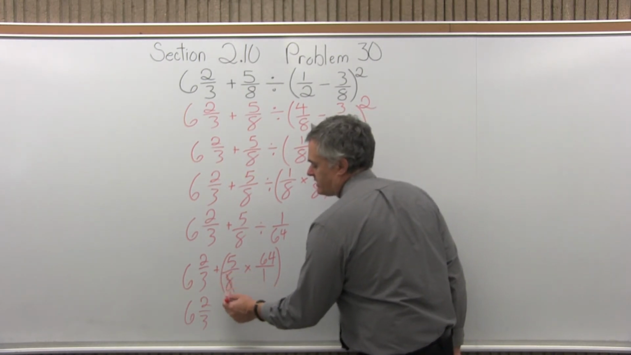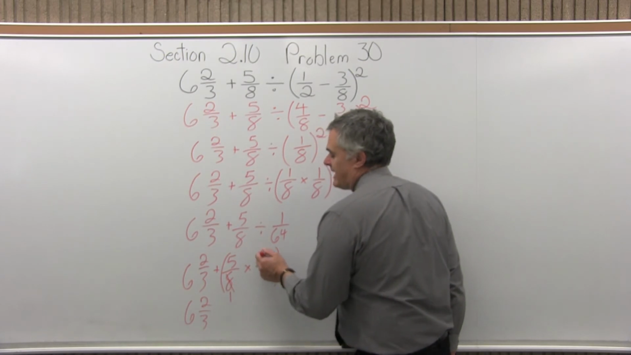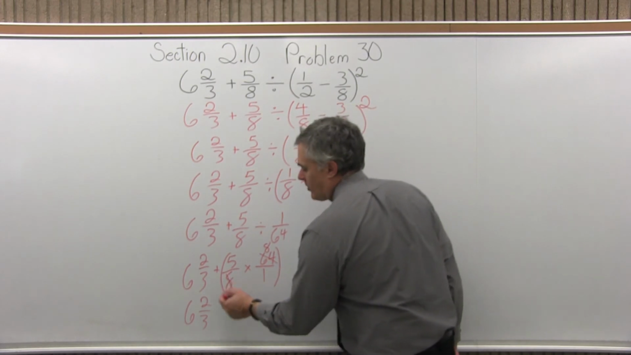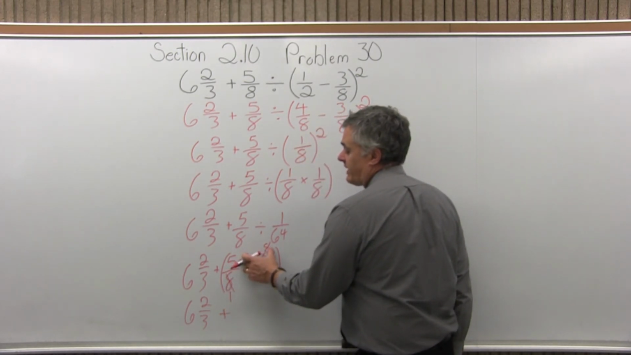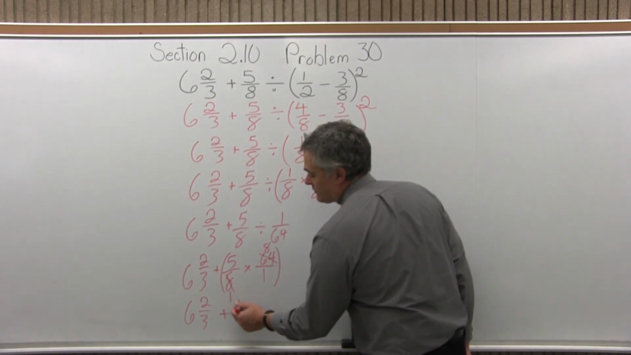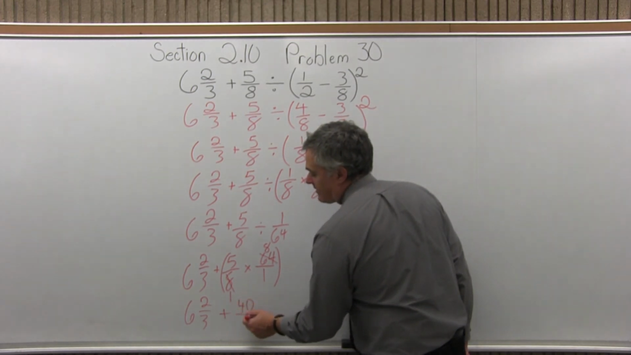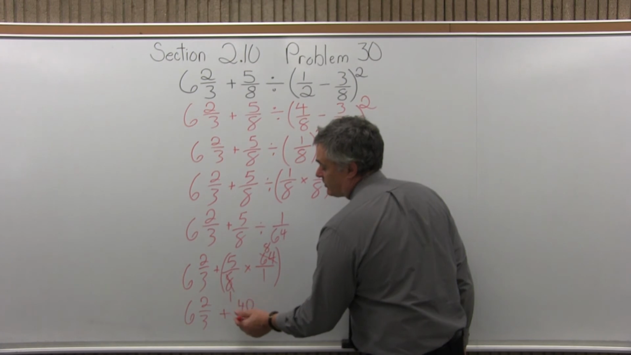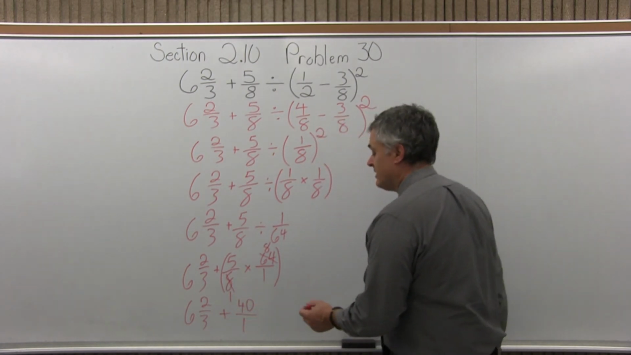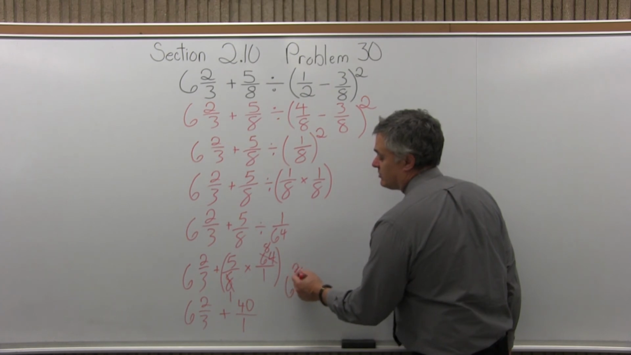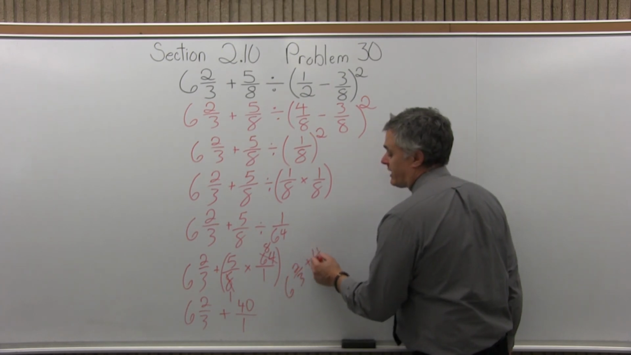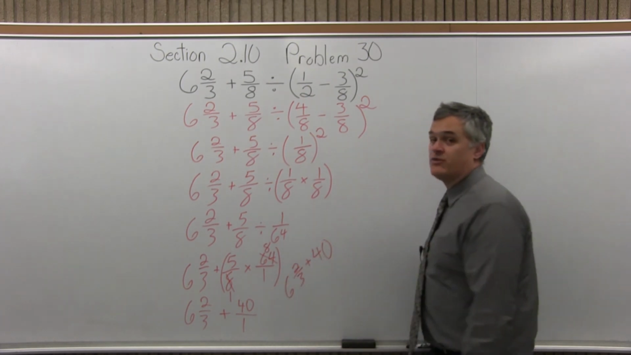8 goes into 8 once. It's 64 in the numerator. 8 goes into 64 8 times. Now what I'm left with is I can multiply numerator times numerator. I have 5 times 8, which is 40. And in the denominator is 1 times 1, which is really just 1. So 40 over 1, the problem really boils down to 6 2/3 plus 40. 40 over 1 can just be written as 40.